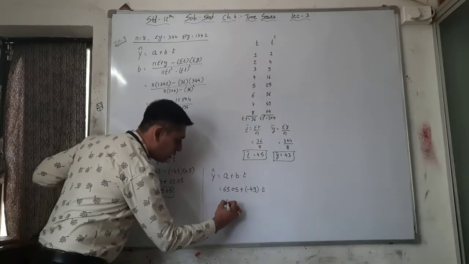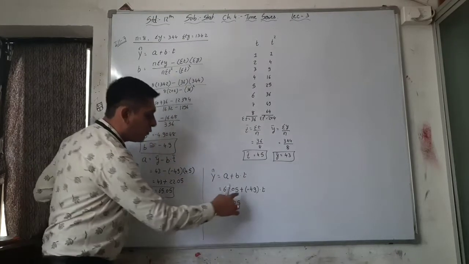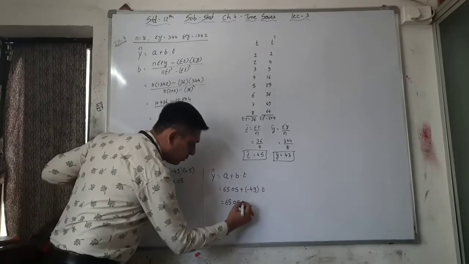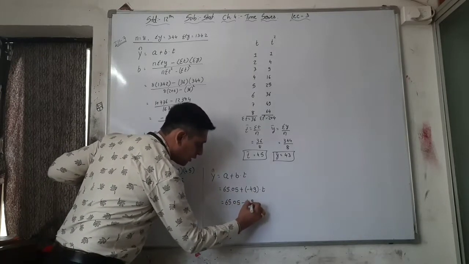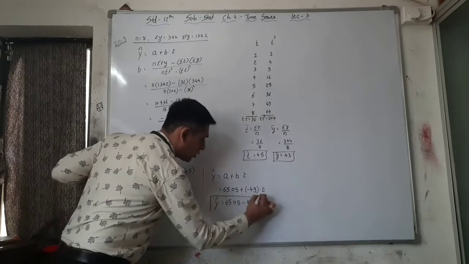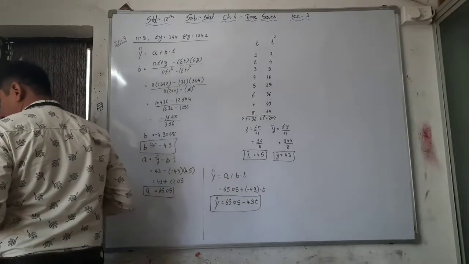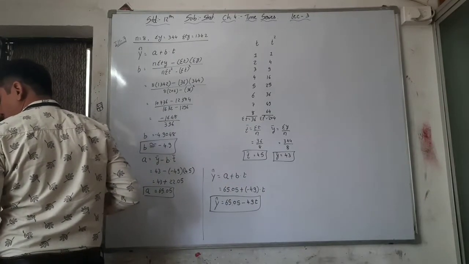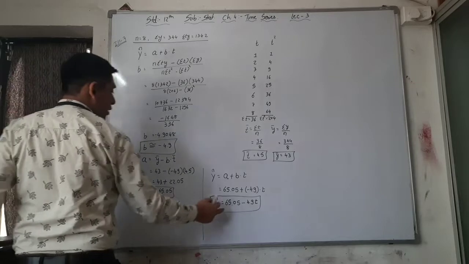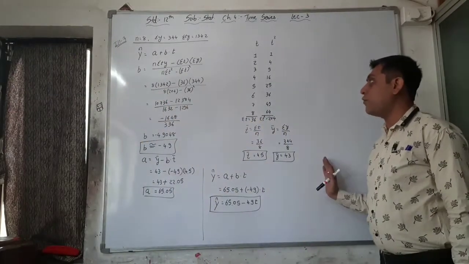And the original last answer is 65.05, then plus minus 4.9 T. Here your linear equation is complete. So find out the linear equation, obtain the linear equation for the trend. Here your 3 mark sum is complete. First of all, write down this.